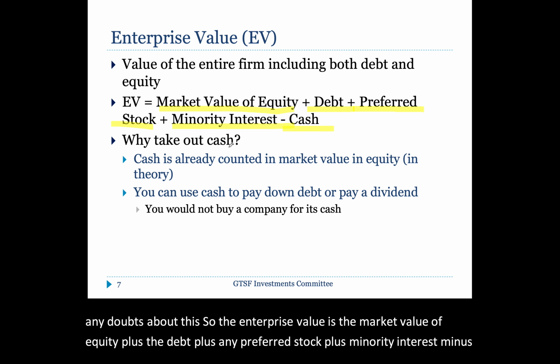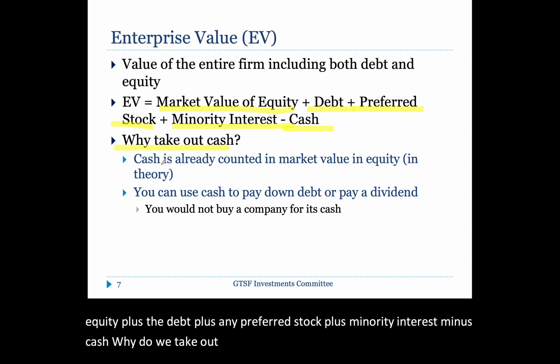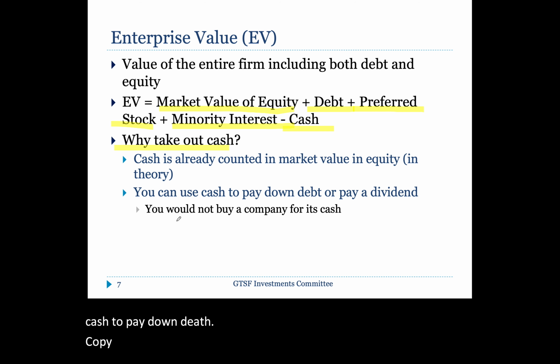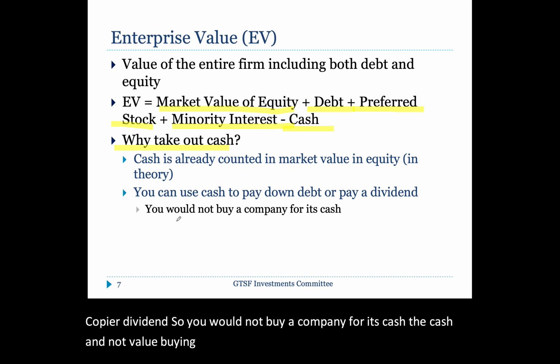So why do we take out the cash? Why are we subtracting cash? Because cash is already counted in the market value of equity, in theory, right? You can use cash to pay down debt or pay a dividend. So you would not buy a company for its cash. The cash is not why you're buying a company. So we remove the cash to understand the enterprise value of that company.